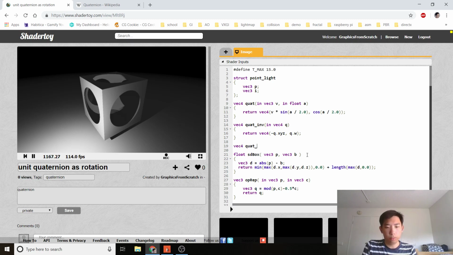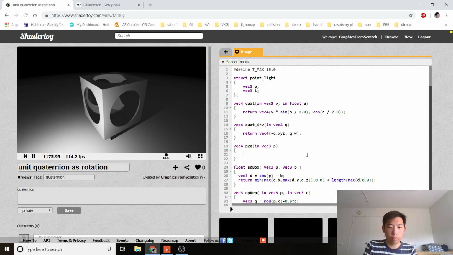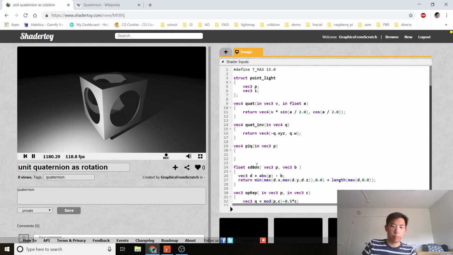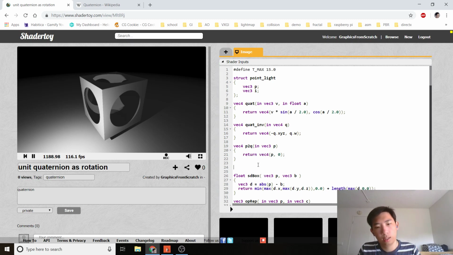Then the last part, p to q. Remember we need that imaginary function f right here, which is going to be p to q, which just means translate p to a quaternion. So it's going to be 0.